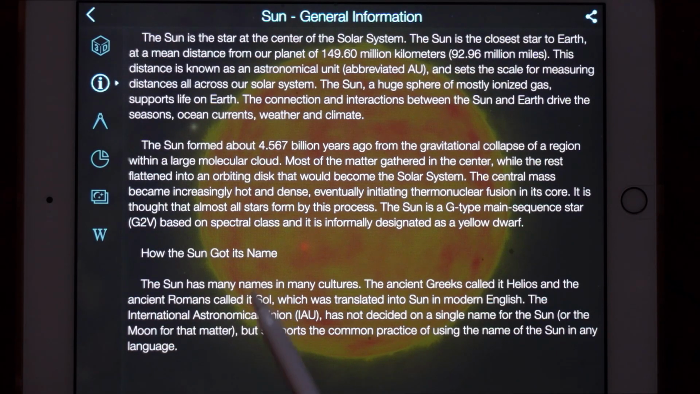How the Sun got its name. The Sun has many names in many cultures. The ancient Greeks called it Helios, and the ancient Romans called it Sol, which was translated into sun in modern English. The International Astronomical Union, IAU, has not decided on a single name for the Sun, or the Moon for that matter, but supports the common practice of using the name of the Sun in any language.